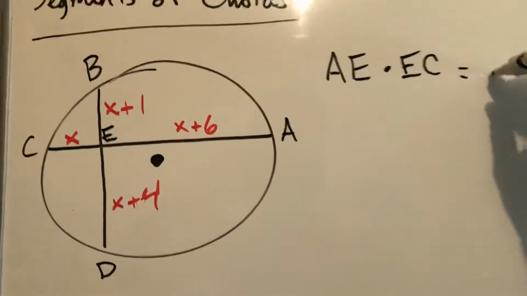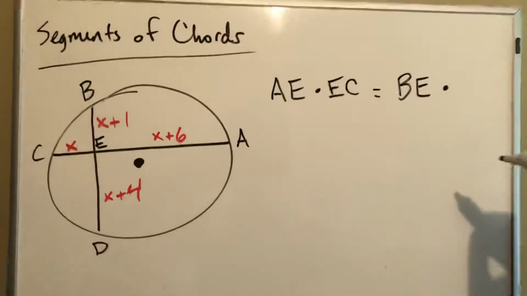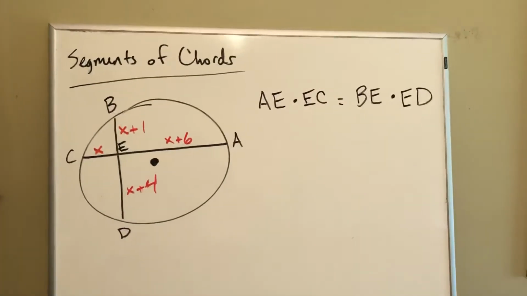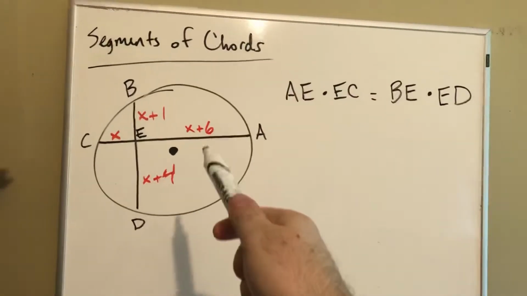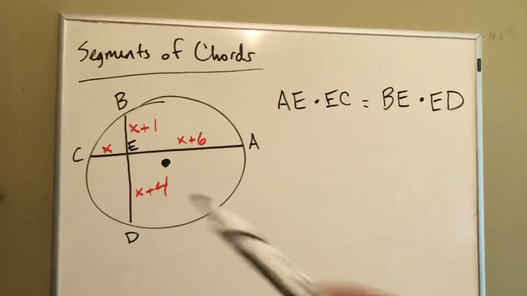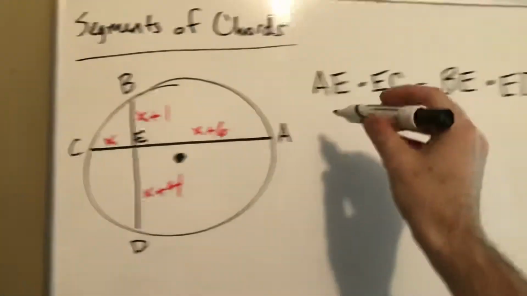So that's going to be, let's make it BE times ED. So that's what's going to be true. This part times this part has to equal this part times this part. Let me substitute these segment names with the actual values that are given. So AE was x plus 6.